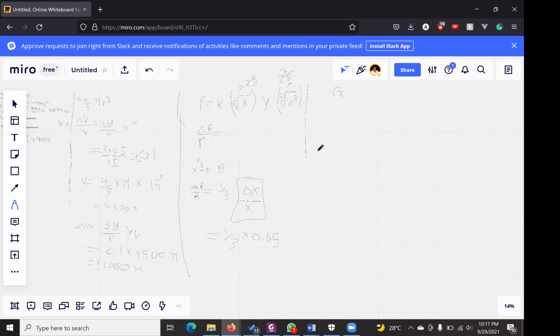All right, so we're going to step up the pace a little bit. Now that we understand what we're doing with this, we're going to do delta P over P in one go. I'm taking my time, but we're doing it in one go. So the power is 1/3, so we're doing 1/3 times, they gave me delta x over x already, 0.65.